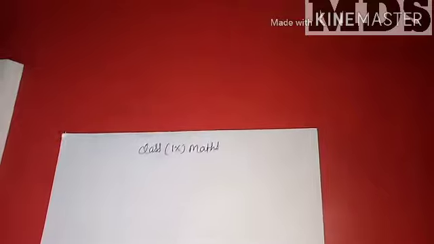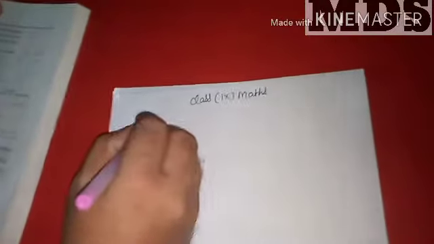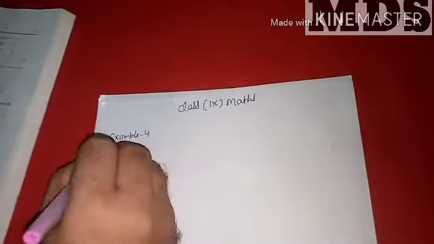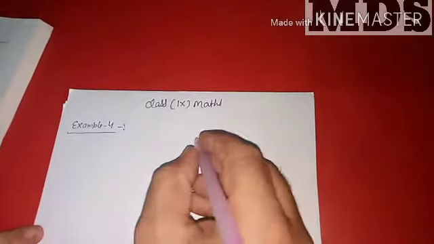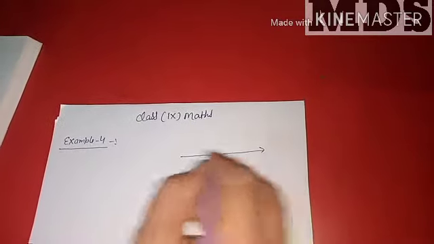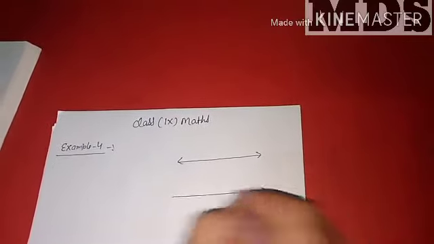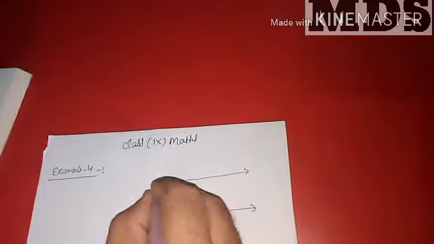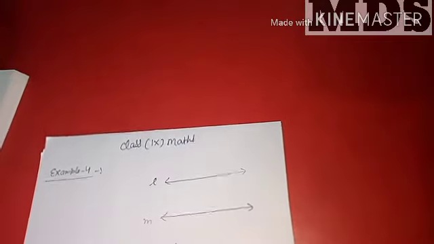Today we will do class 9th maths. What's example number 4? Example number 4. It's given two parallel lines. What are the lines? L and M, and both are parallel to each other. This is L. What you can say, this is what? M you can say.